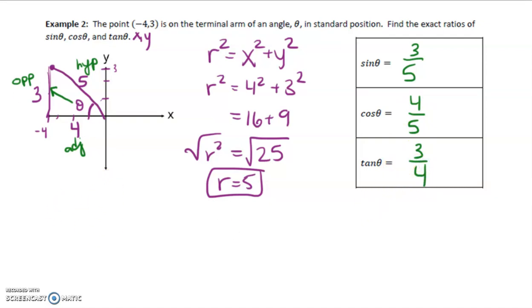Okay, so there's one more step here. Because we're not in quadrant 1, we have to apply the CAST rule. So in this quadrant, sine is going to be positive. Cos and tan are both negative.